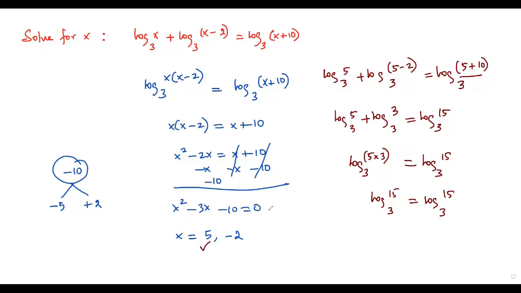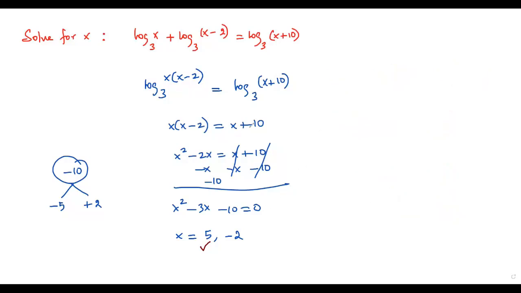Now we have to verify the second solution, negative 2. I plug x equals negative 2 into the given logarithmic expression. So log of negative 2 to the base 3. I'm not going to continue further because even for the first logarithm, the argument is negative. For any logarithm, the argument can never be negative. Always the argument has to be greater than 0. The argument cannot even be 0.